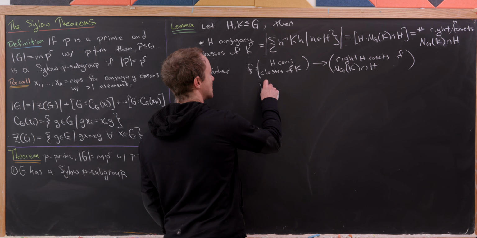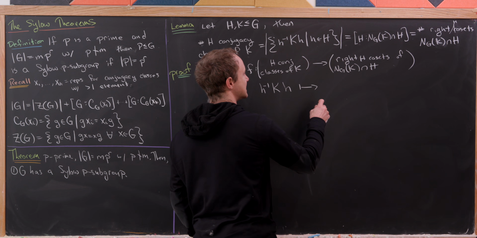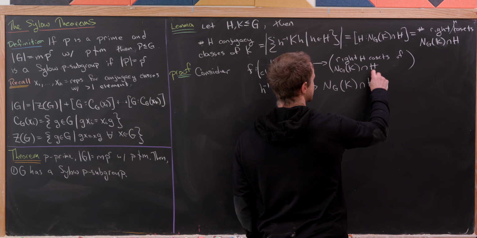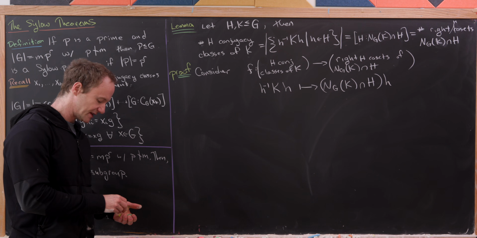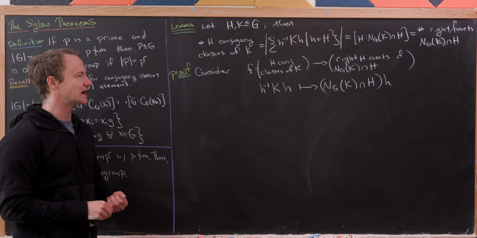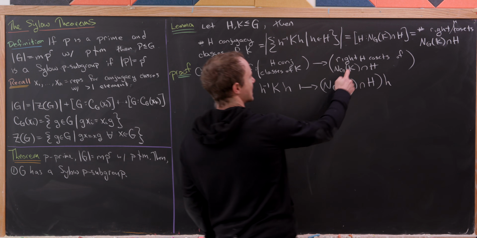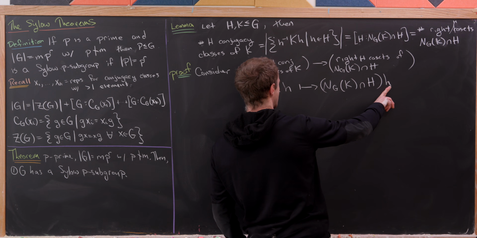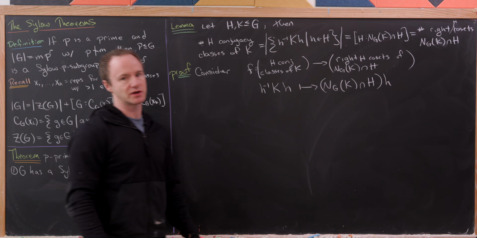So it's going to take the conjugacy class h inverse kh, and it's going to send it to the obvious coset. That's going to be N_G(K) intersected with H, with representative little h. Okay, so I'm going to just say that this is pretty clearly surjective. How do we know it's clearly surjective? Well, notice that a right coset is going to have this form. And so we just take its representative over here, and we form the conjugacy class out of its representative, and then that's going to be sent to the appropriate coset.